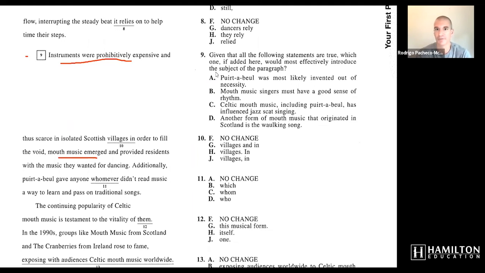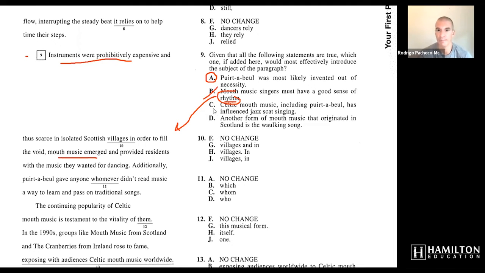So if we look at our answer choices, we see that A tells us that Pierre de Buell was most likely invented out of necessity, and this is indeed our correct answer. B, mouth music singers must have a good sense of rhythm. This might be true, but we don't see anything in this paragraph about rhythm. If this were the topic sentence, we would expect this paragraph to specifically talk about rhythm. And we see that it does not.